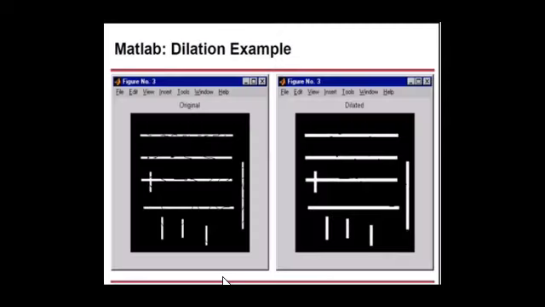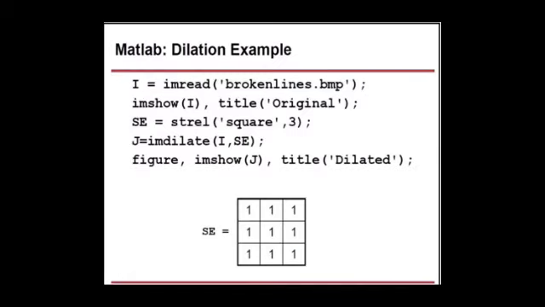We will see how to perform the MATLAB operation of this dilation. Students, this is the MATLAB program for dilation. First we take the input image using the imread function, imread broken lines dot bmp. Then we display the original image and give it the title original. The structuring element is declared using the function strel, strel square comma 3. Then we perform the dilation using the imdilate function, I comma se, using the structuring element. The output image is given the title dilated.